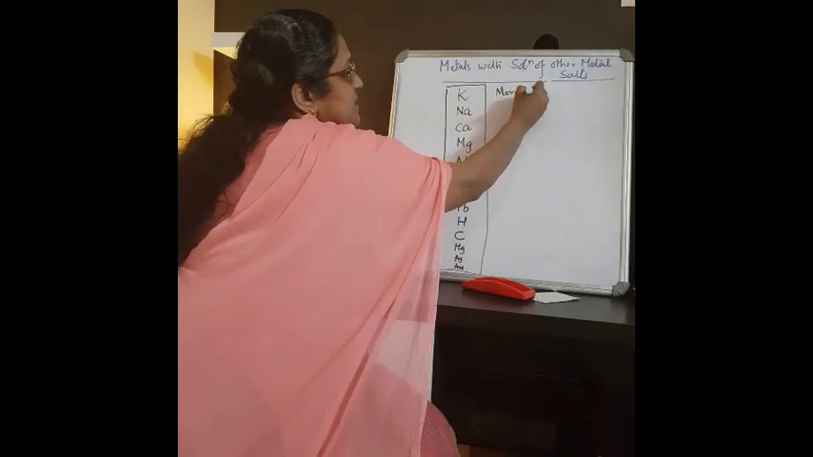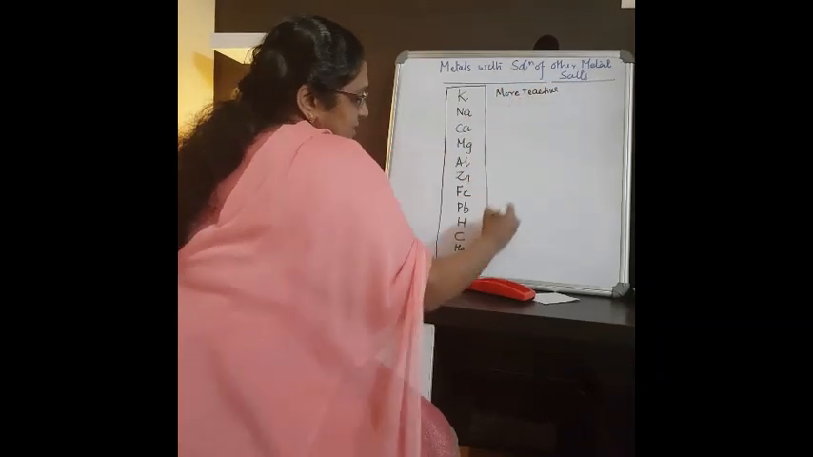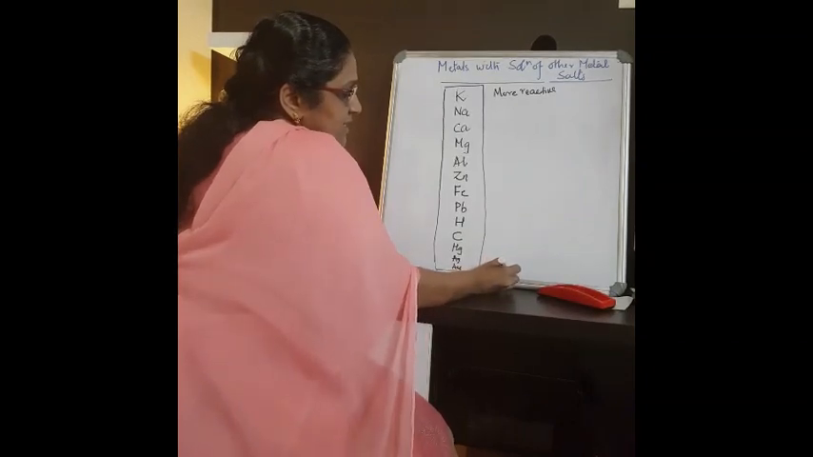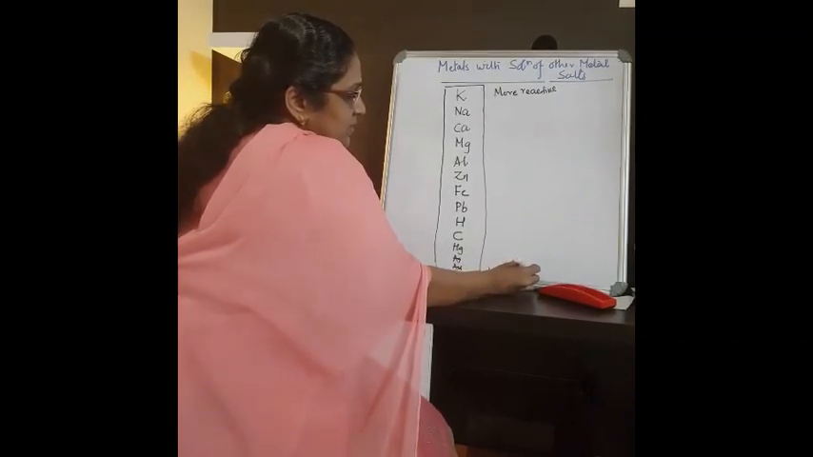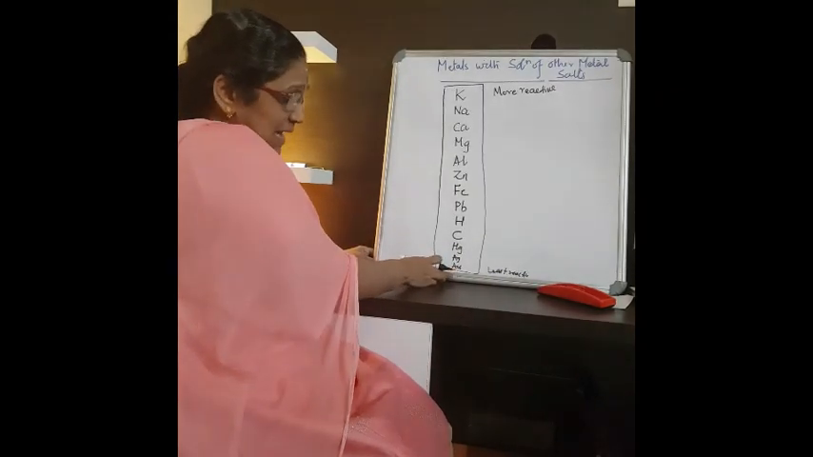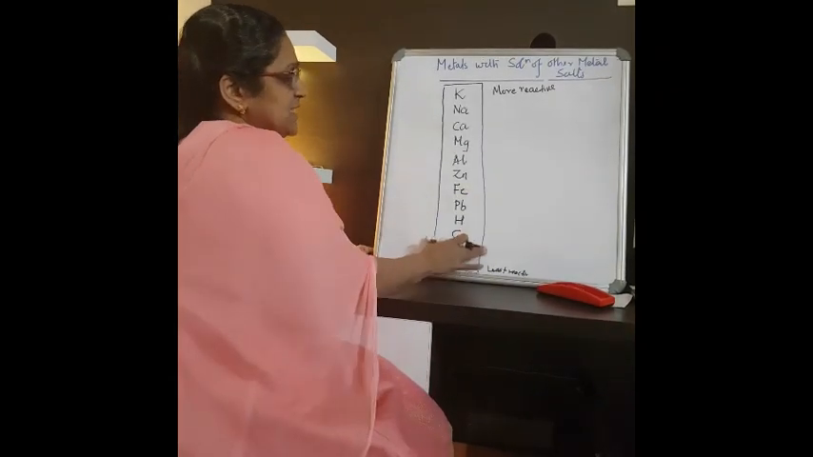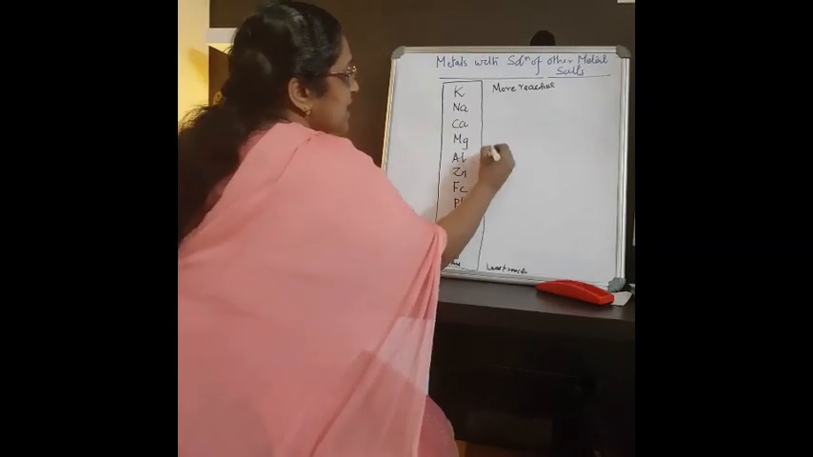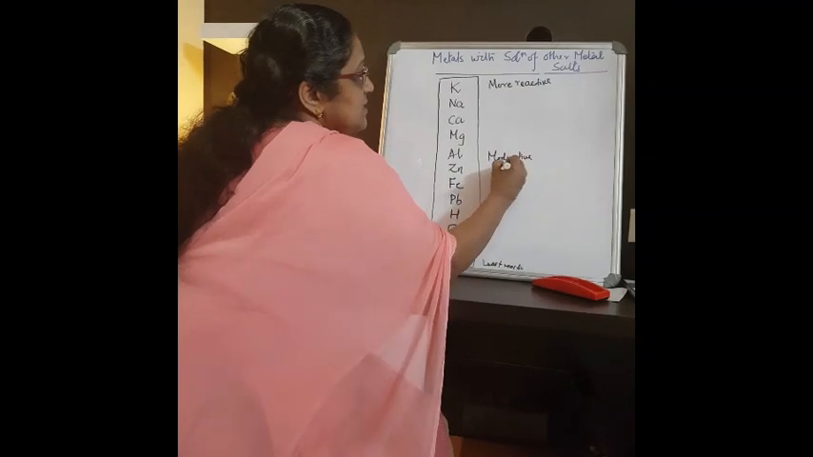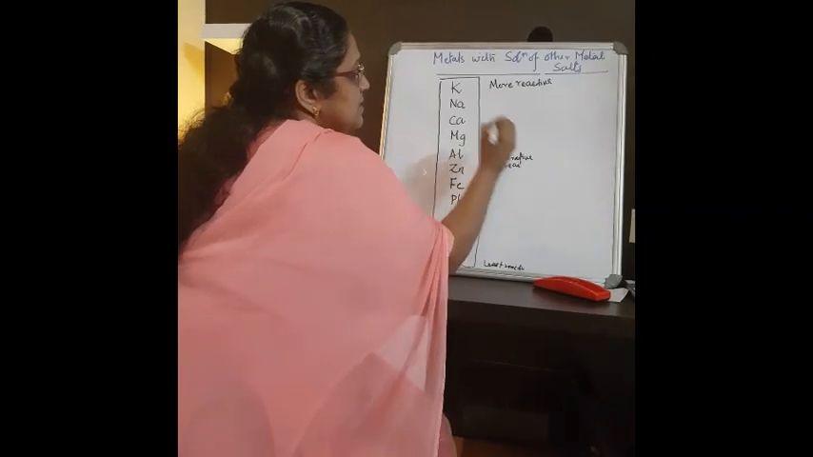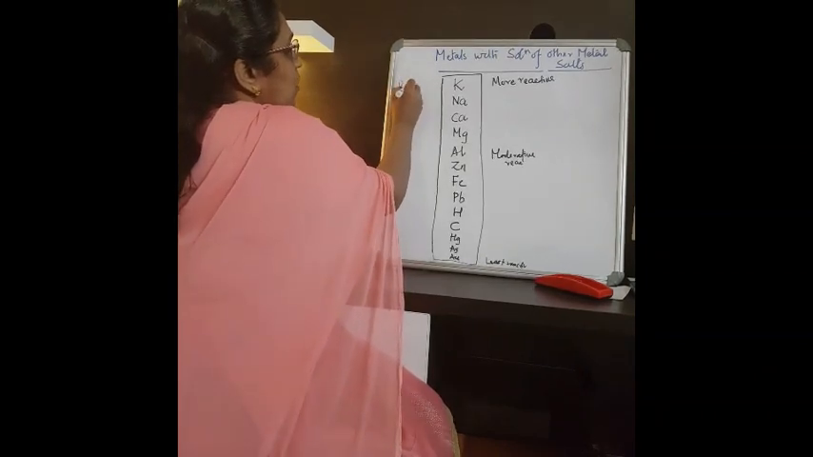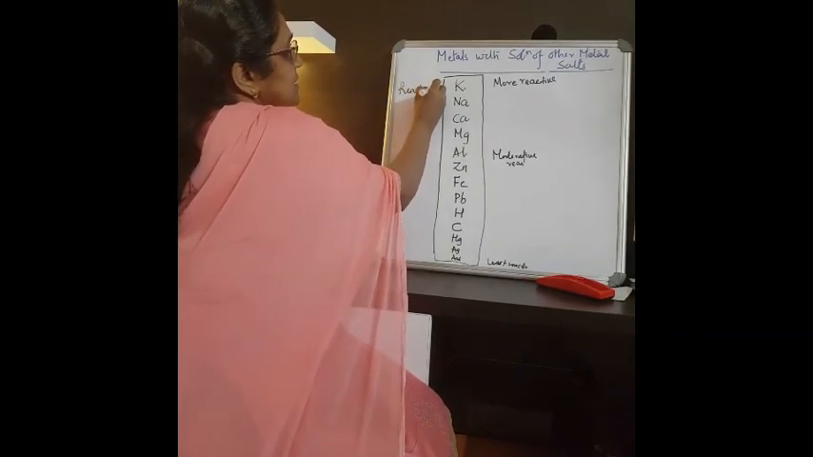I can write this is more reactive and this is least reactive. Gold and silver, it is least reactive, right? Again, so many metals are there. If you want platinum, you can add gold, silver, platinum again. So just for this 10th standard, you study this much. And these are all moderate reactive metals. So this is about the reactivity series, also called the activity series.